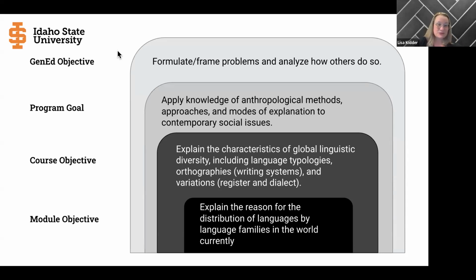Now let's go down to a module, and we're just going to start. This is actually in module 1 of this course. Explain the reason for the distribution of languages by language families around the world currently. And so you can see that we can talk about languages around the world, and then it feeds up into that general education objective. So it's kind of like a nesting doll situation. You have something larger, but it goes down to something more pointed.